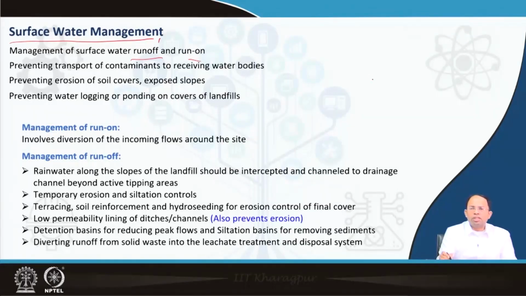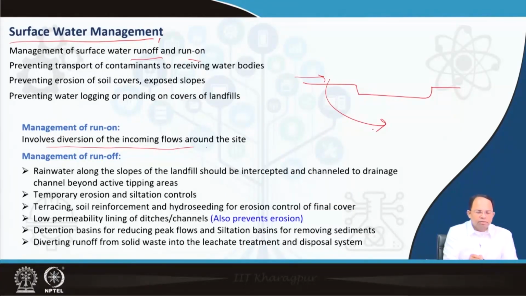Run-on is the water which is moving from the surrounding area over to the active landfill site. So we want to prevent that, which means we have to divert the incoming flows around the site. If I have my landfill site, I cannot allow water to move over here. So I have to divert it around the landfill site, right?